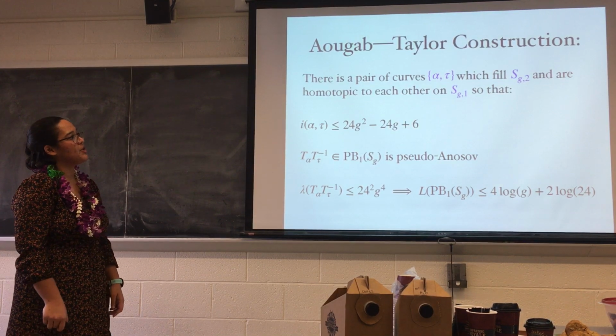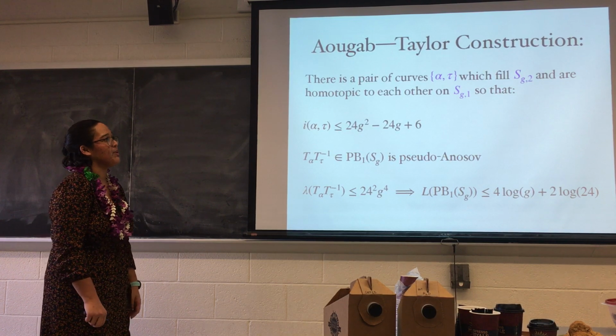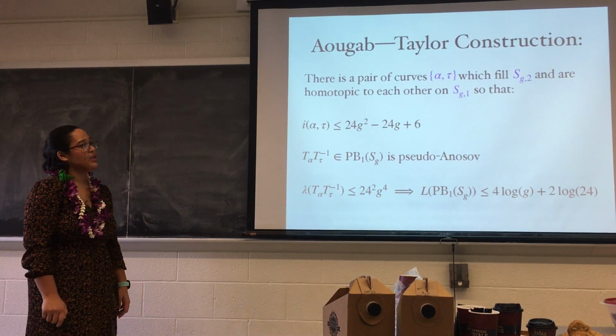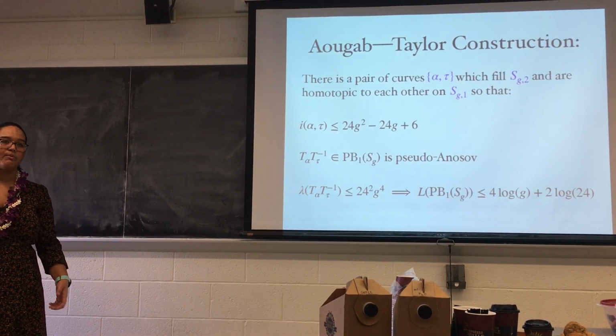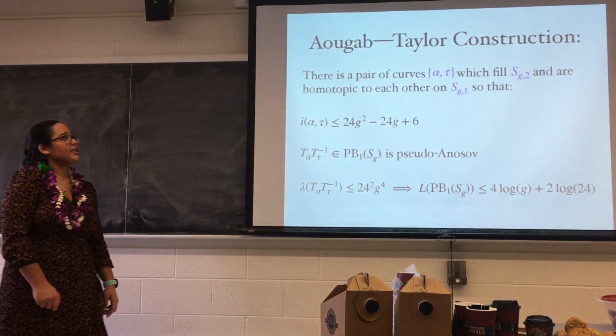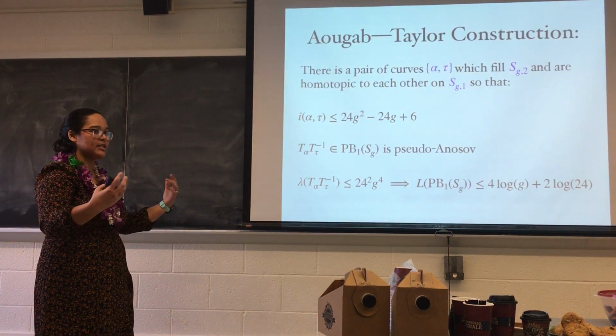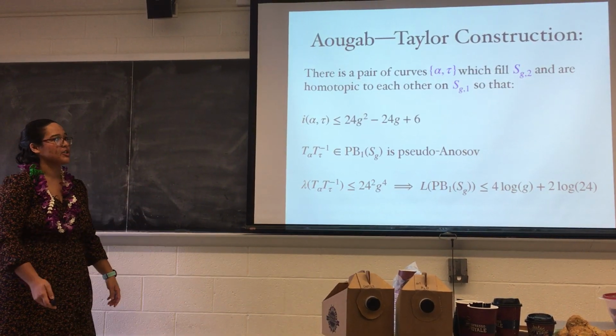And so this brings us to looking at what happens in the case of point pushing. So this is the construction which Aougab and Taylor did when we're just looking at the point pushing subgroup, or the single-stranded braid group. So what does their construction tell us? I'm just going to say what their construction gives us, and then I'll draw some pictures about how they get their construction.